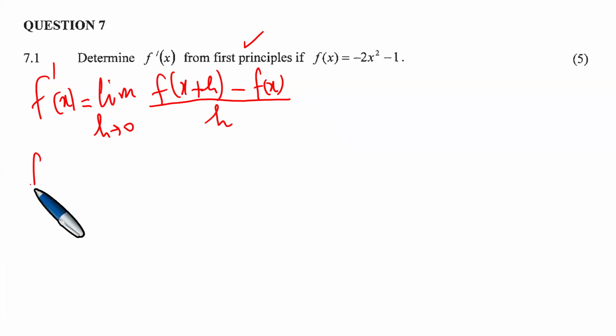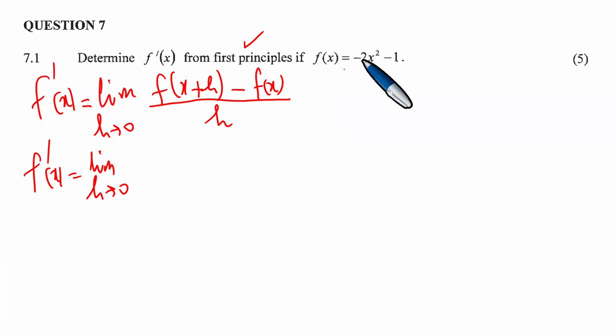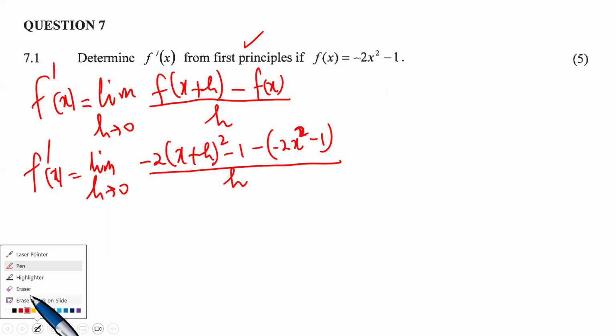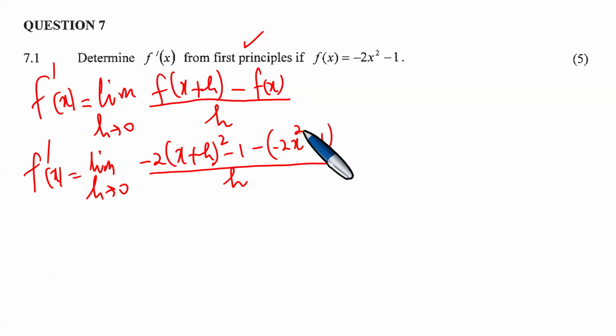That is the formula. So we proceed to say f prime of x becomes the limit as h approaches 0 of f at x plus h. Now, if f of x is given to be minus 2x squared minus 1, f at x plus h is minus 2, open bracket, x plus h squared, minus 1, minus, open bracket, f of x, which is exactly the same as minus 2x squared minus 1. And this is divided by h. Pay particular attention to this, because it is very important, because our aim is to produce distinctions in mathematics.